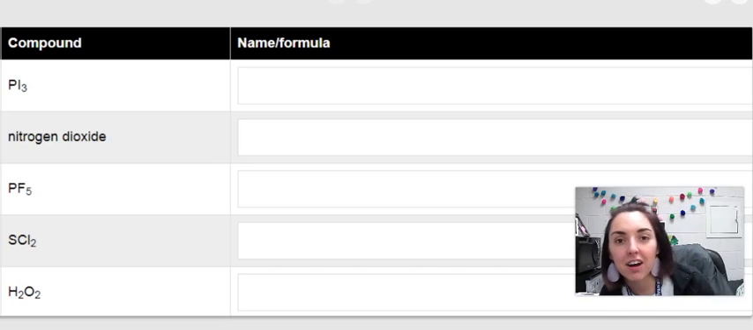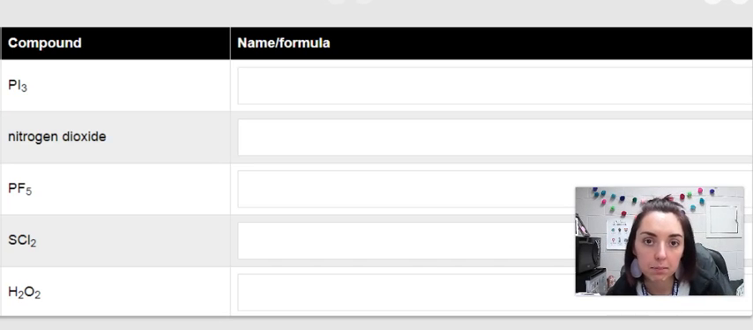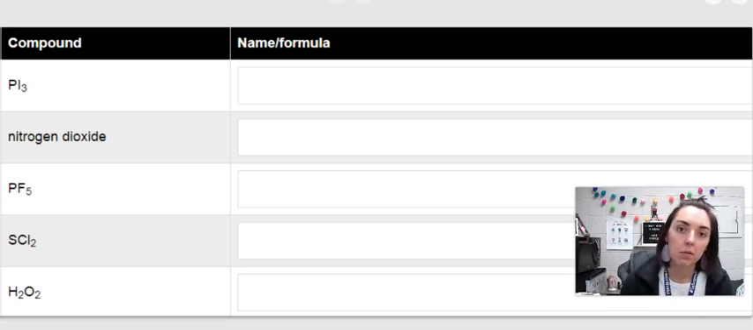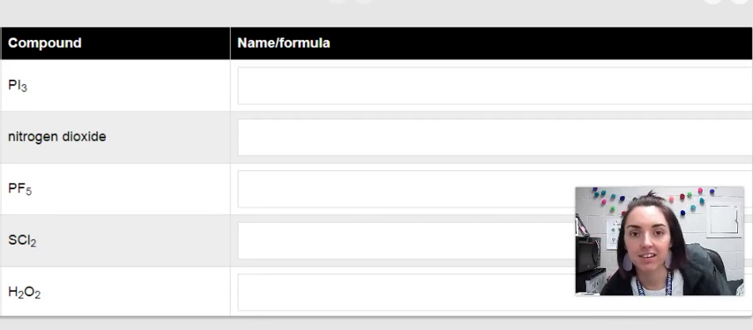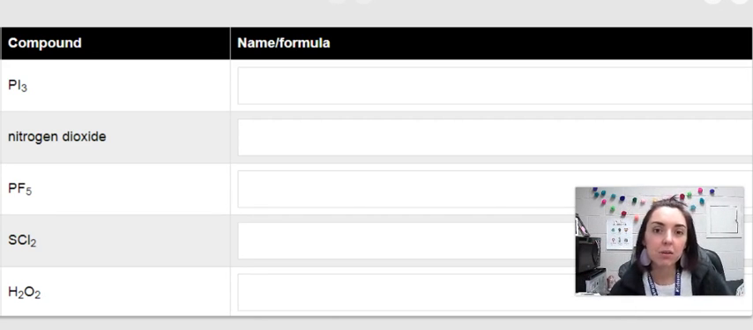Hello, so we are here talking about molecular compounds today. That means it is a non-metal and a non-metal bonding together. These are a little bit different in their naming convention because we can't balance the charges to figure out what the formula is, because it's a negative and a negative, it's never going to balance. So we need to indicate how many of each atom we have in the name.